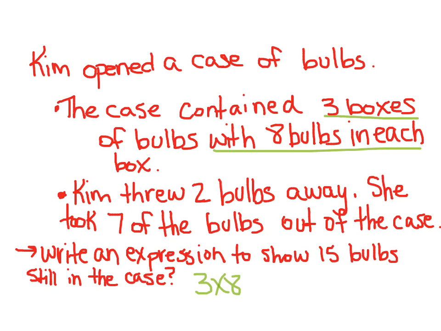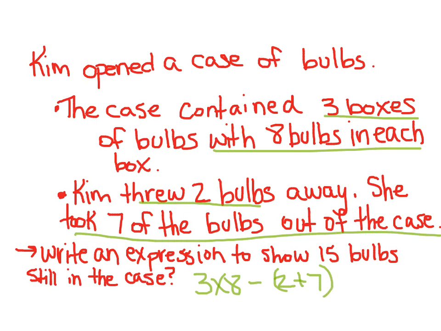All right. So the case contained 3 boxes of bulbs with 8 bulbs in each. That's 3 times 8. That's what we know. Then we know that she threw 2 bulbs away. So we're going to subtract 2. Then she took 7 out of the case. So she also took away 7. So we're going to add those 2 together to find out how many total she did away with.